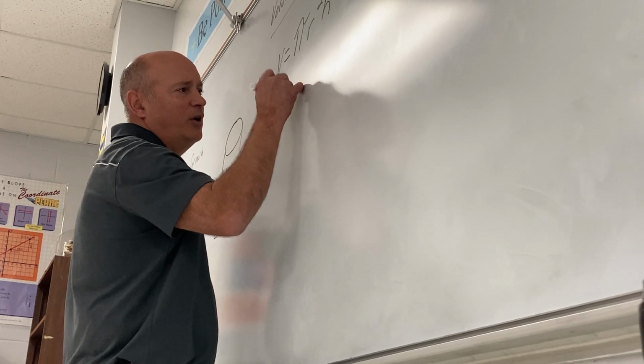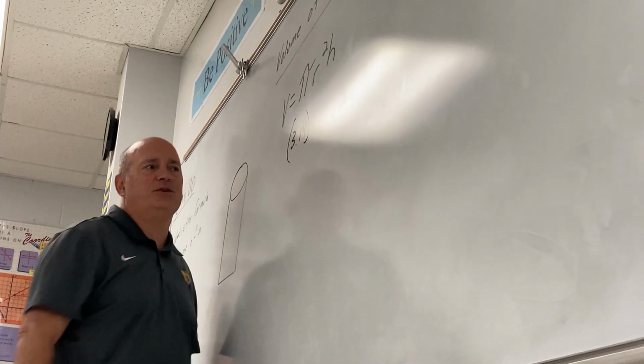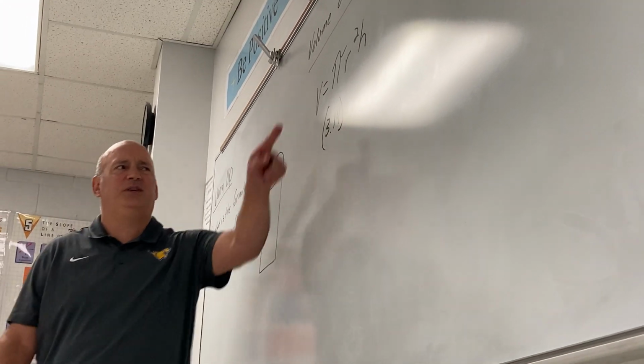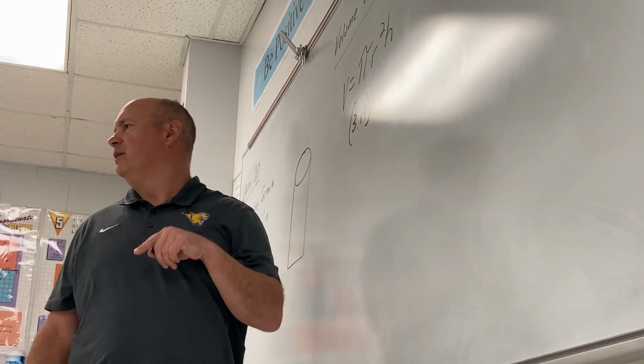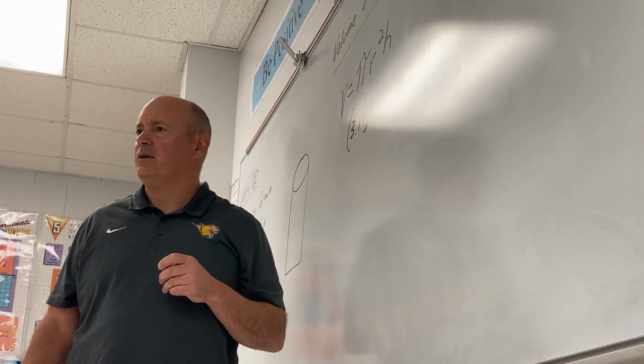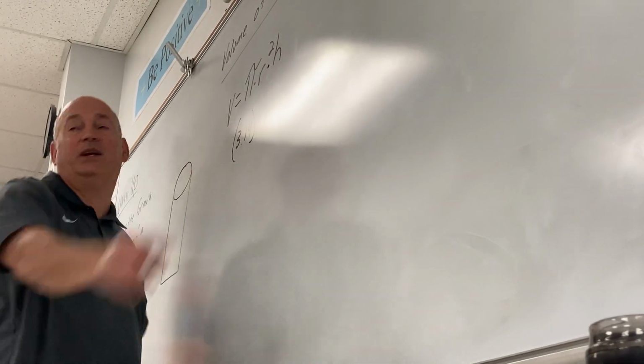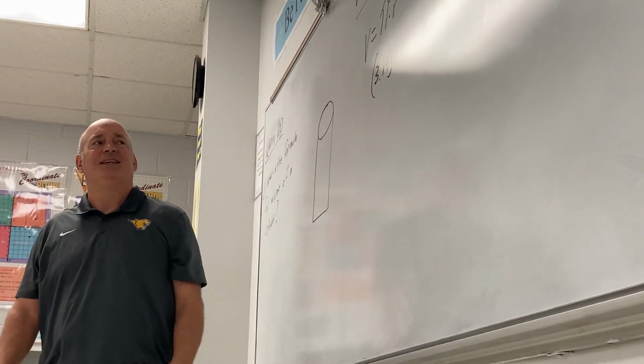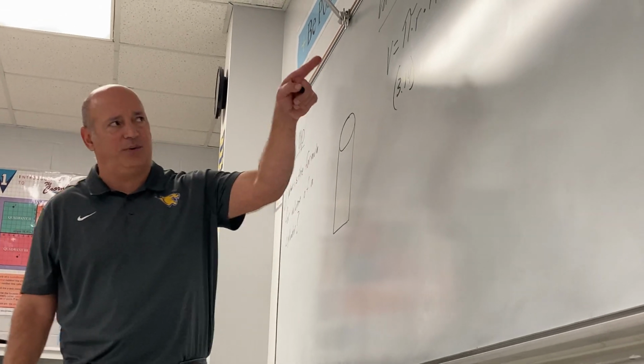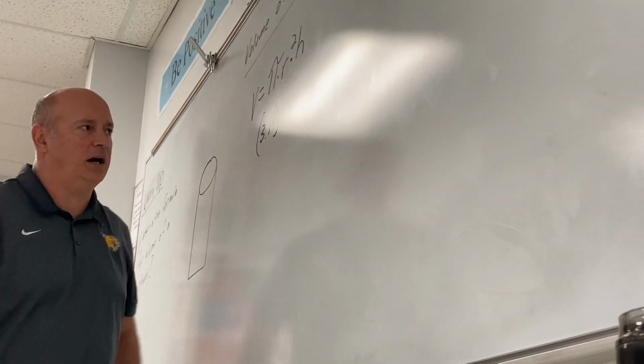Now let's talk about what R is. So you're always going to use 3.14. By the way, what are we doing to these three numbers? Adding them? We're multiplying them. So if you need to, put a little times symbol in between the three. We got pi times the radius squared times the height. All right, what does R mean?